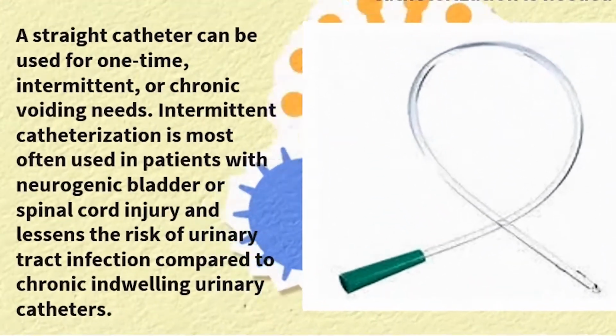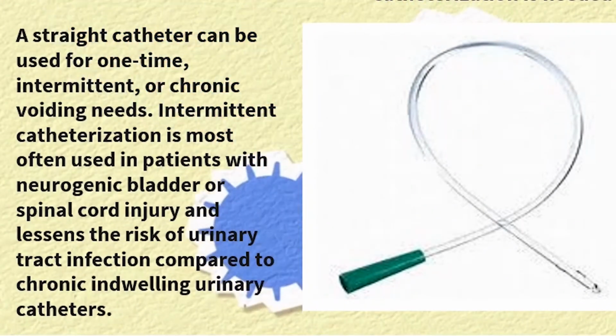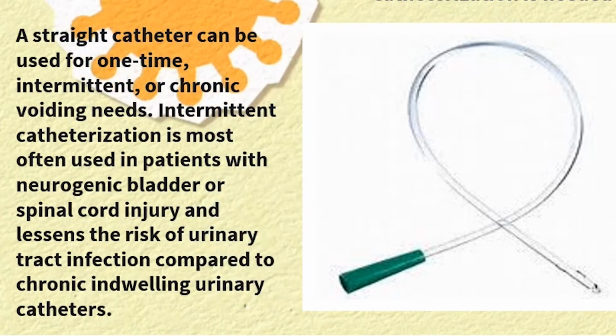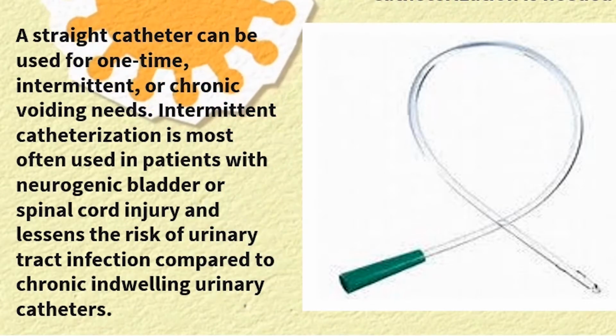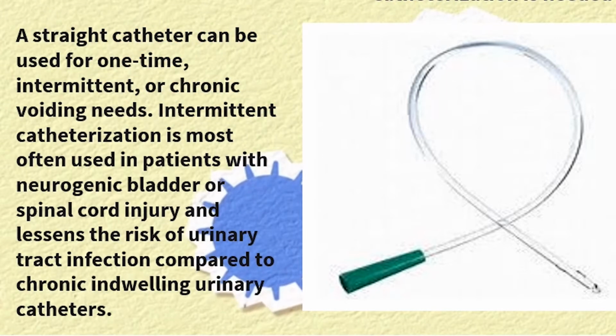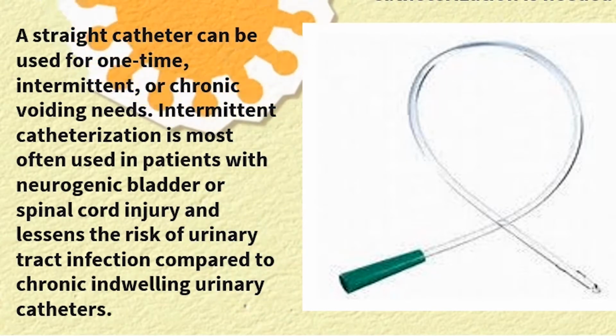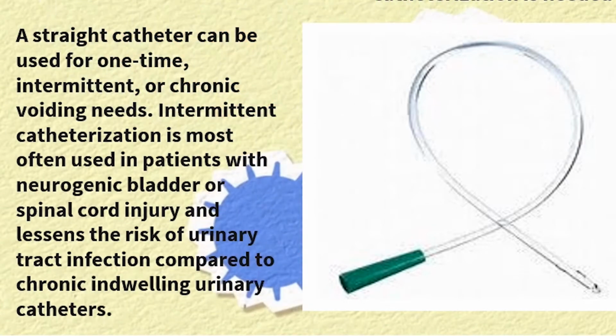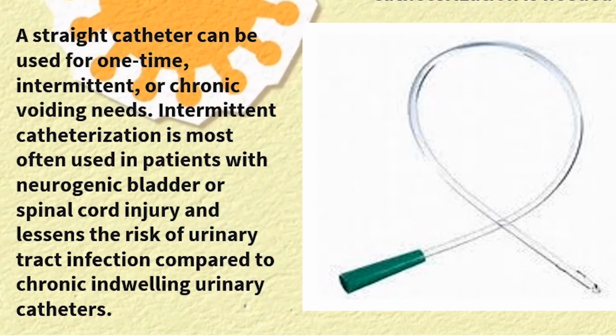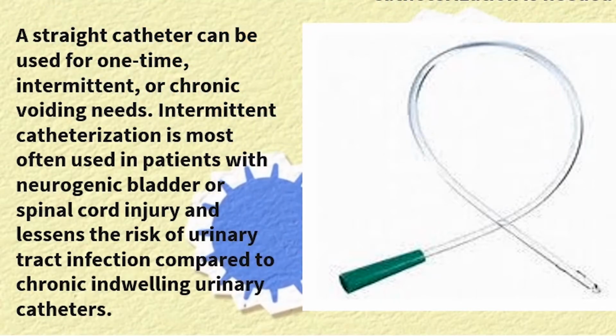A straight catheter can also be used for one-time, intermittent, or chronic voiding needs. It is most often used in patients with neurogenic bladder or spinal cord injury and lessens the risk of urinary tract infection compared to chronic indwelling urinary catheters.